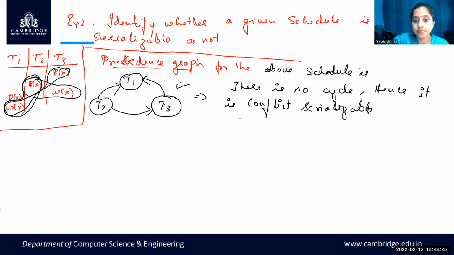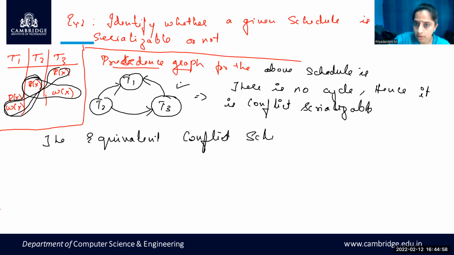And the equivalent conflict schedule, because the question is having conflict. So if there is a read-write conflict, I will have the same conflict in the schedule. That's what they meant here. If they don't use conflict, then you use equivalent serial schedule.